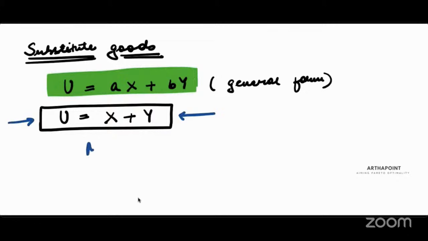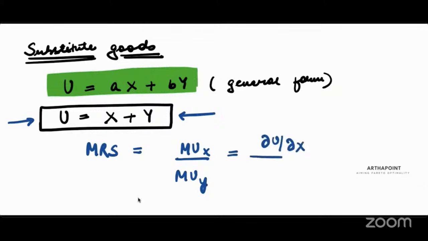If I ask you, what is the MRS of this utility function? MRS in absolute terms, leave the negative sign, will be MUX by MUY, which is nothing but how utility changes when X changes upon how utility changes when Y changes. So how is utility changing when X is changing? Differentiate with respect to X, you'll get 1. Differentiate with respect to Y, you'll get 1. So the answer is simply 1.